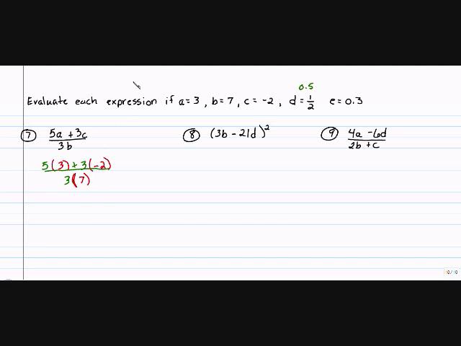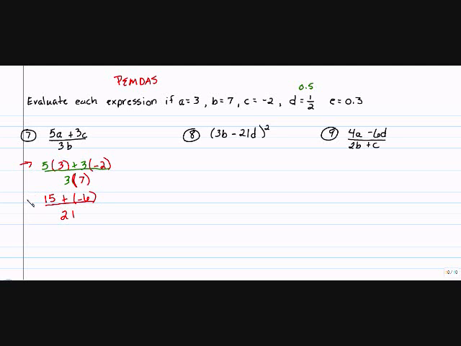Now we can use order of operations. Please excuse my dear Aunt Sally to solve. Always solving the numerator first. 5 times 3 is 15, plus 3 times -2 is a -6, and then in my denominator, 3 times 7 is 21.